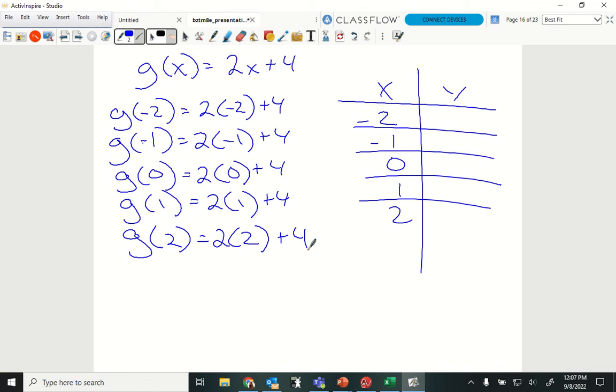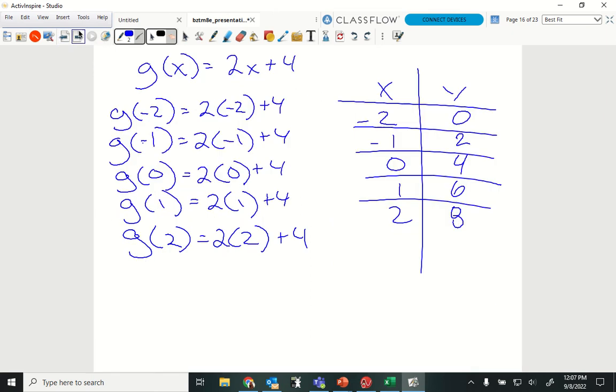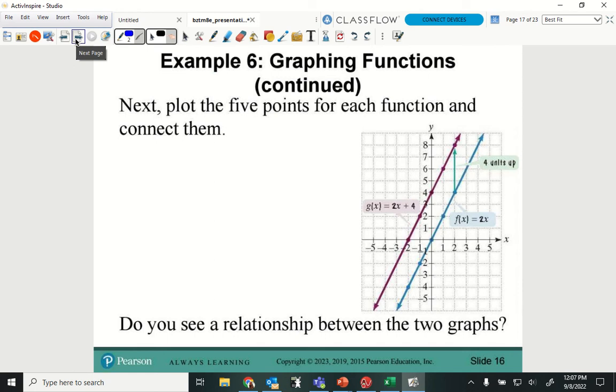All right, let's see what we got. So for my answers, I should have 0. What's the next one? 2. Next one. Next one. 8. Like that? You guys agree? All right, and my other one was -4, -2, 0, 2, 4. Okay. And we're going to go and graph these, and I'm going to show you how to graph these next. With those 5 points, we're going to graph.